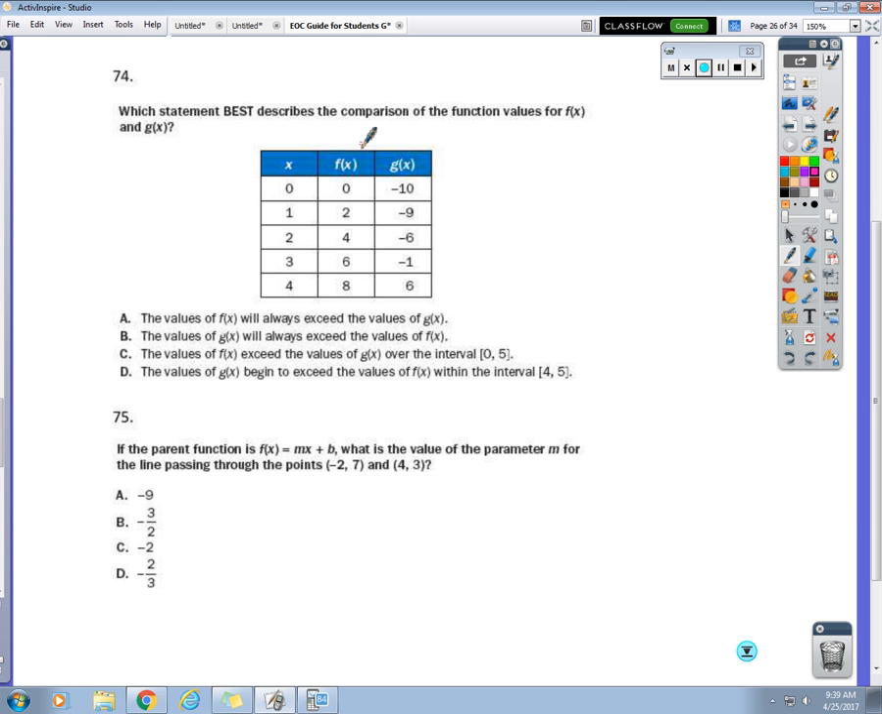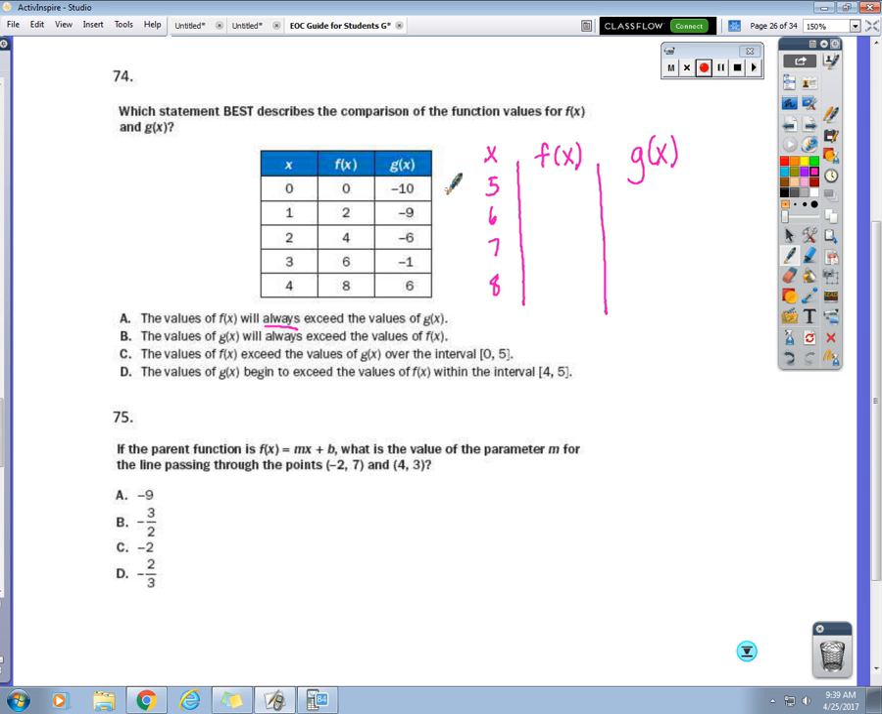I mean, they do right here, but does that mean always? This is what I did. I continued my table. Over here I did 5, 6, 7, 8. Okay, those are still x's. And then I continued my f of x's, and then I continued my g of x's.